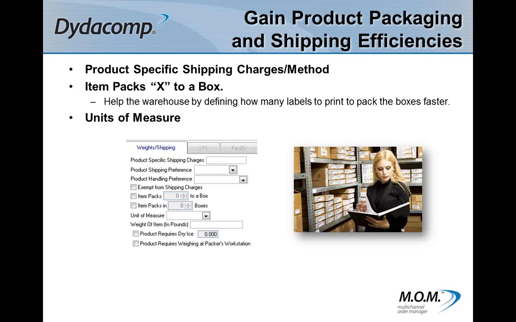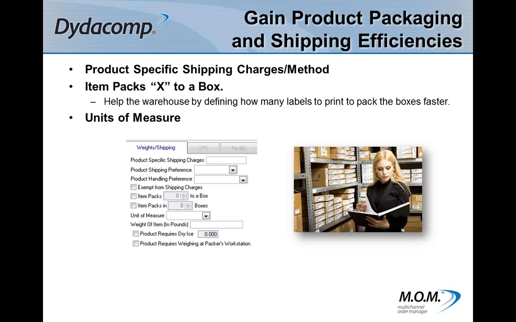Item packs X to a box is a pretty cool feature where you can actually designate how many labels you want to print up, so when the order goes back into the warehouse, they'll know automatically that a maximum of 2 items are going to go into each individual box. So if 4 items are purchased, 2 labels will print out, and the pickers and packers in the warehouse will know they need to put 2 items in each of the boxes, and they have the labels preset out there.